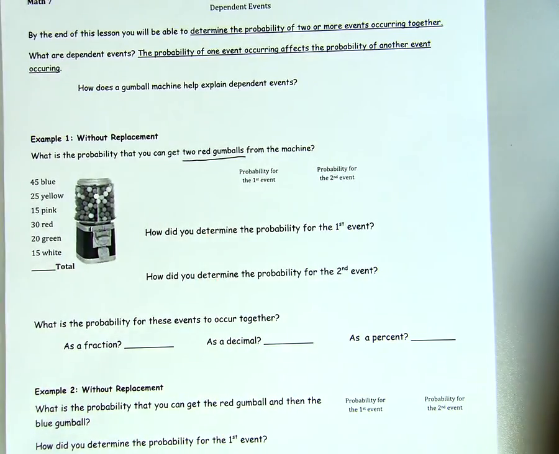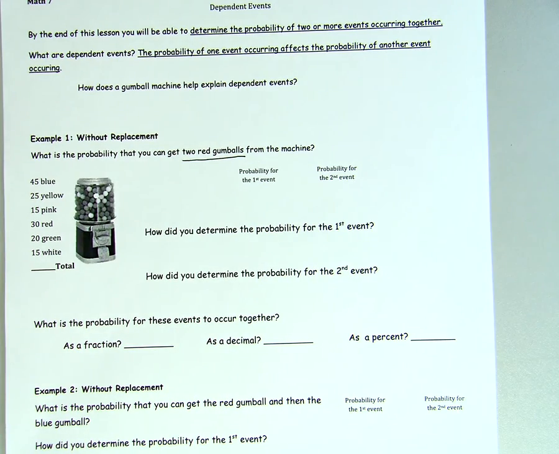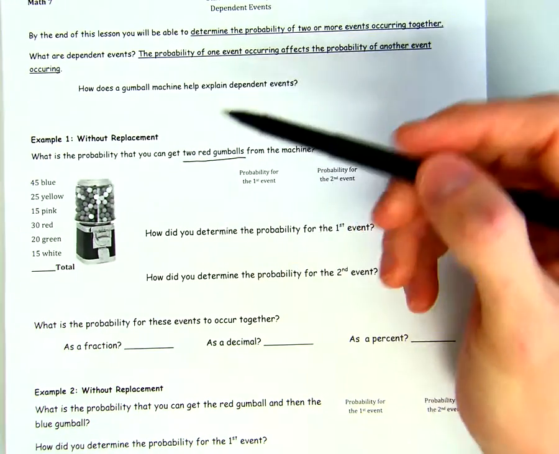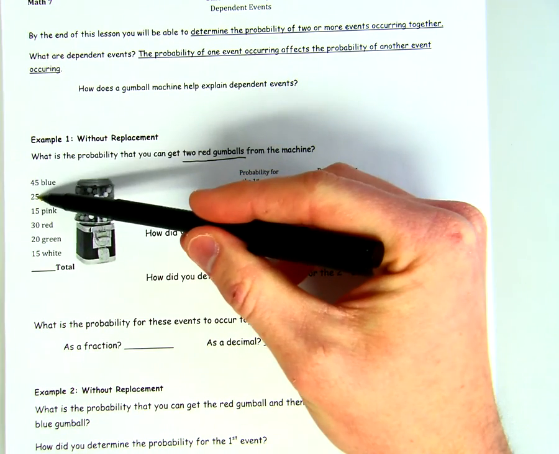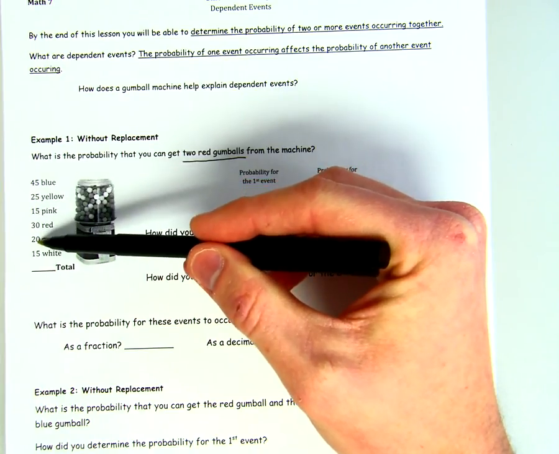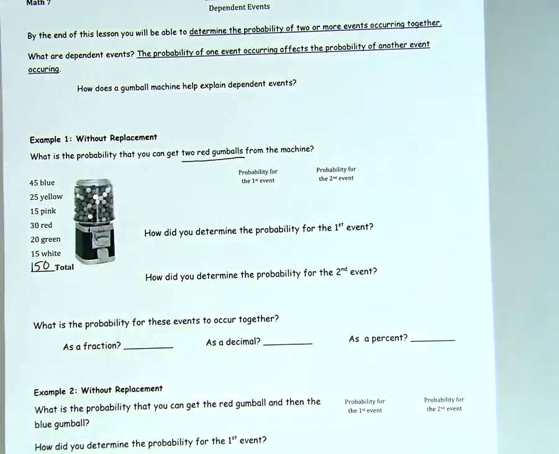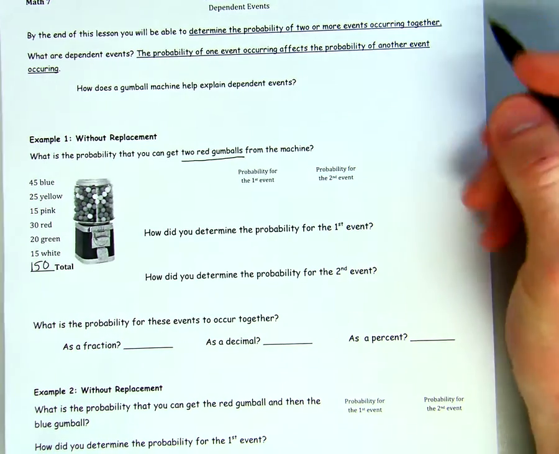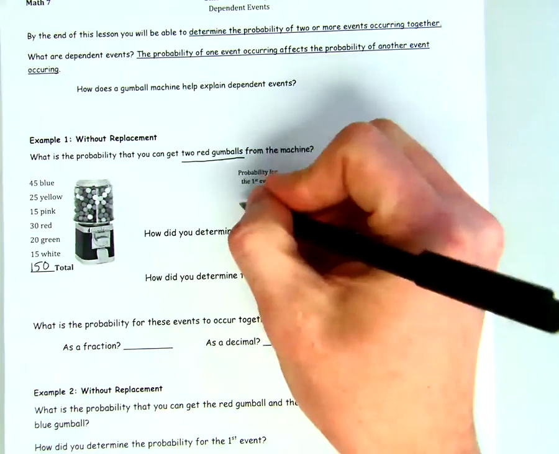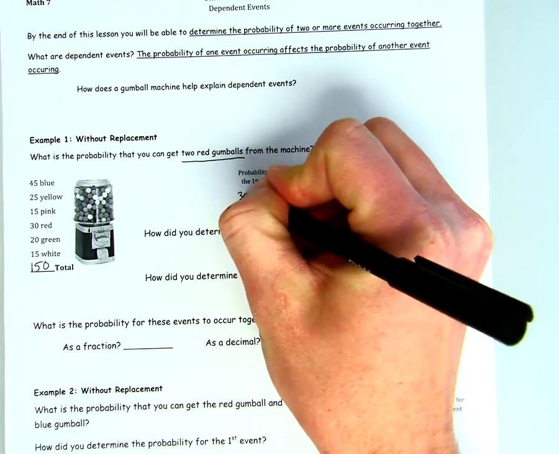Before we can find out the probability, we have to find the total number of gumballs in there. So you need to add these up. Adding them up in my head, 45 plus 25 is 70, 85, 115, 135, and I have 150 total gumballs in there. Okay? So the probability of my first event, my first gumball, out of 150 gumballs, there is 30 red.